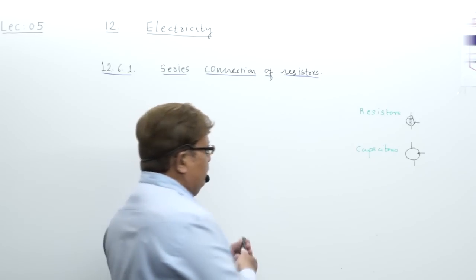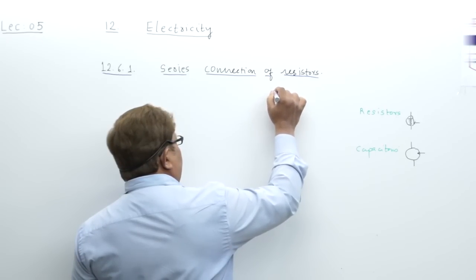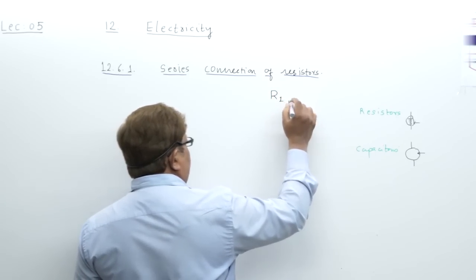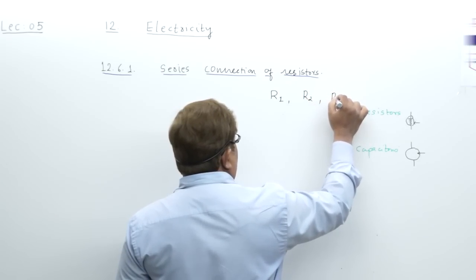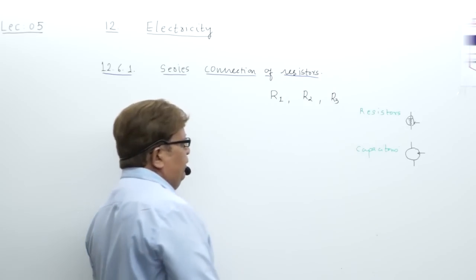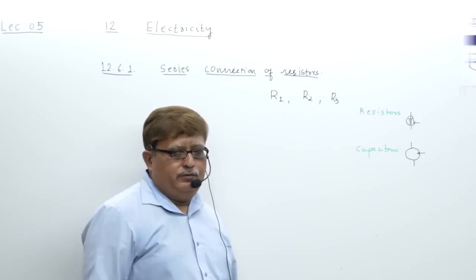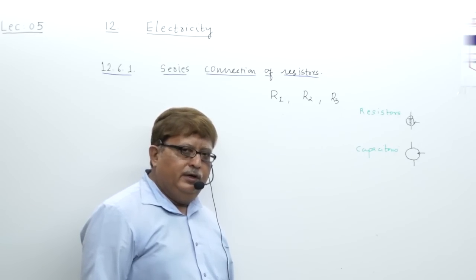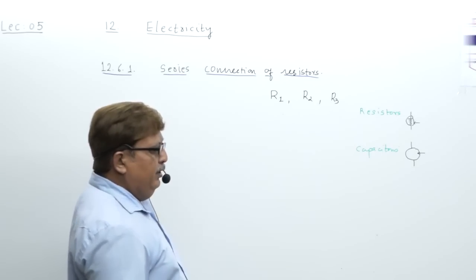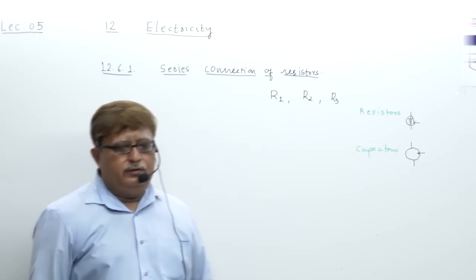Suppose I have three resistors. One I say R1, one I say R2, and one I say R3. We have three resistors R1, R2 and R3. Understood? And I want to connect all three resistors in series connection.